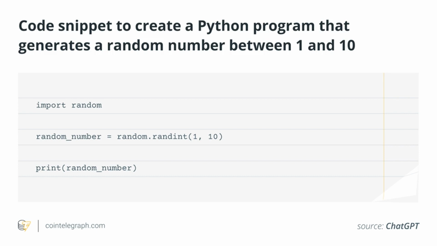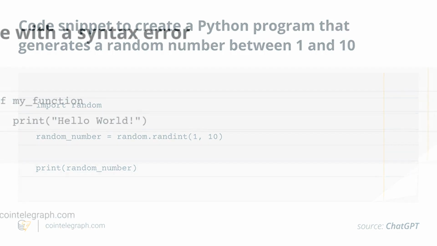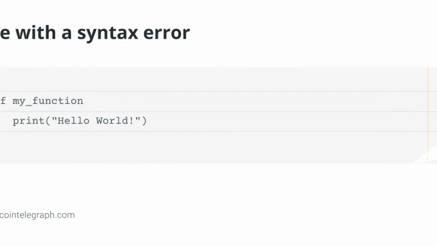Project guidance. One may ask a question to ChatGPT, such as: how can I create a Python program that generates a random number between 1 and 10? ChatGPT's answer to the above question could be: to create a Python program that generates a random number between 1 and 10, you can use the random module in Python. Here's an example code snippet. This code will generate a random integer between 1 and 10 and print it to the console.